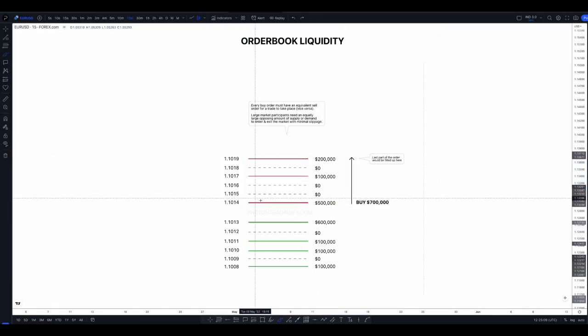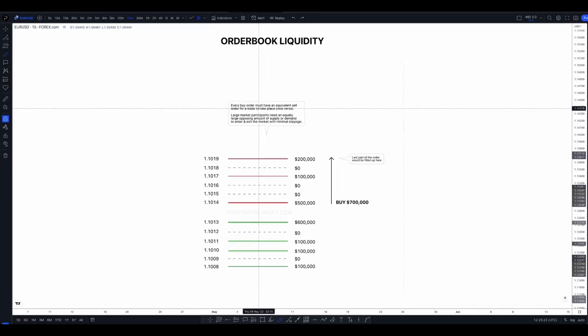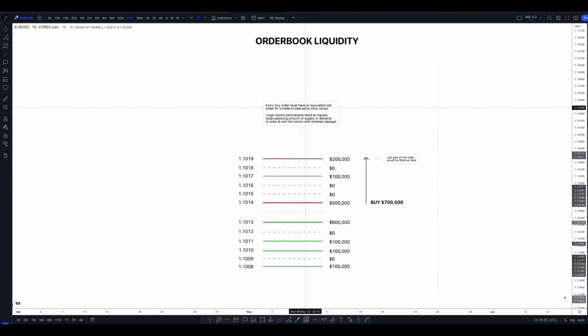All right. So if you're a big market participant, you want to reduce that as much as possible because you want to get filled at the best possible price, right? Ideally, there's at least 700,000 here for your order. So when you get in, you're in with your entire position here and not some of it scattered all the way up here, right? So that's why we say for every buy order, it must have an equivalent sell order for a trade to take place, or not an equivalent order, but an equivalent amount of volume for you to get filled, okay? So large market participants need an equally large opposing amount of supply or demand to enter and exit the market with minimal slippage, right?